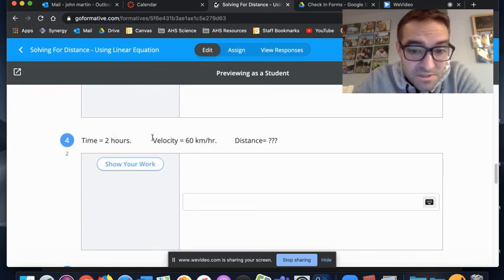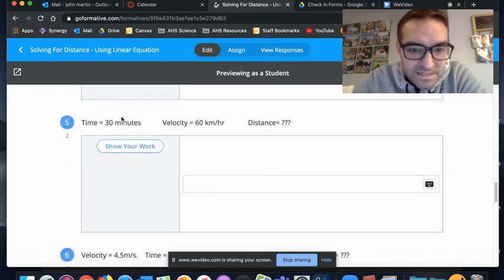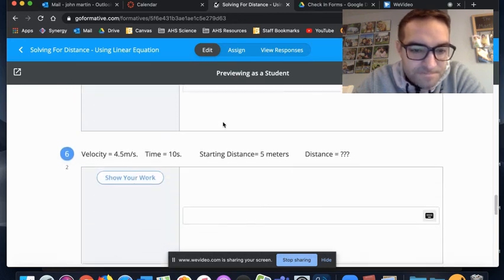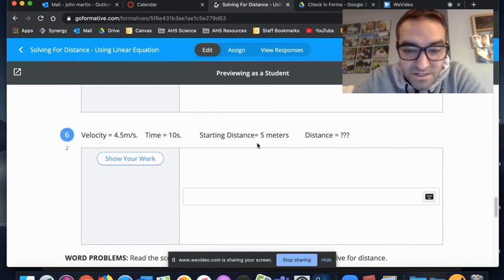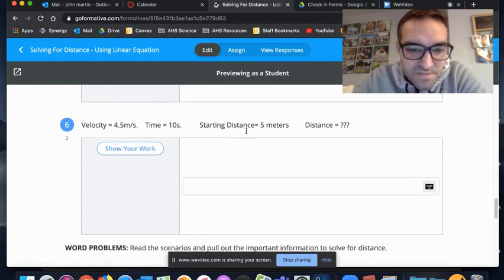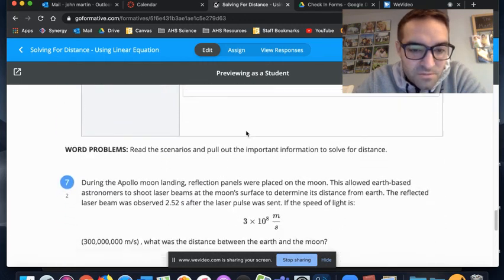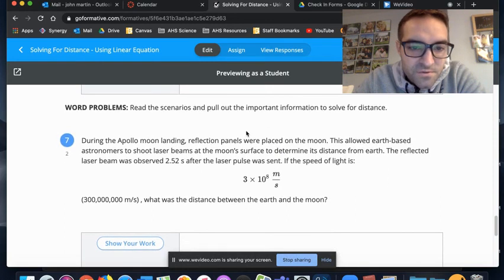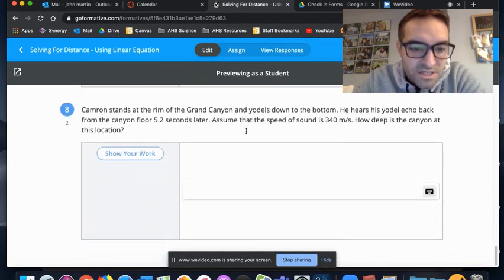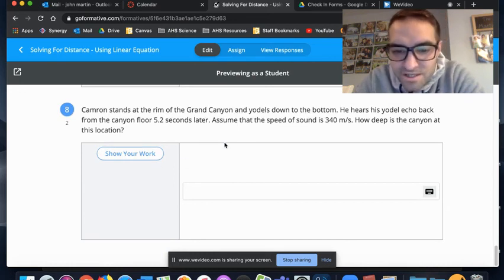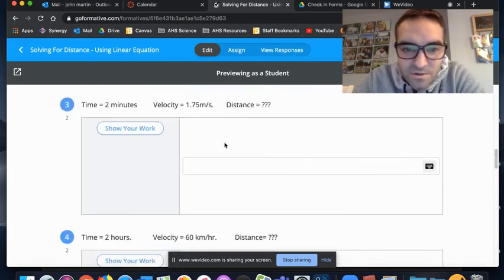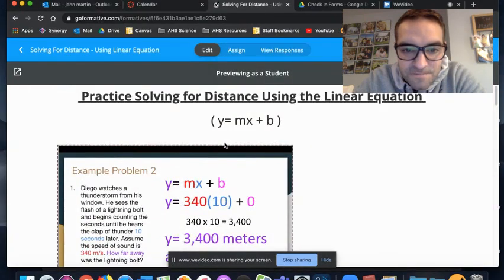Kilometers per hour and hours. Okay, so you're going to double check minutes, kilometers per hour. Ooh, I've given you a starting distance here. So really make sure you plug in those numbers appropriately. And then we have a couple word problems. Again, I'd really like you to show your work and plug in those numbers into our equation y equals mx plus b. Let me know if you have any questions.